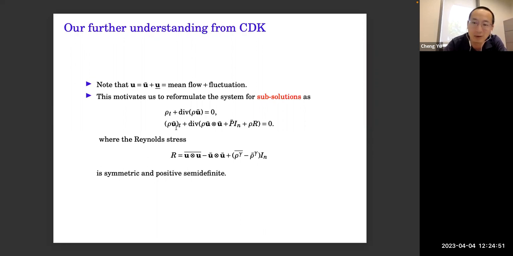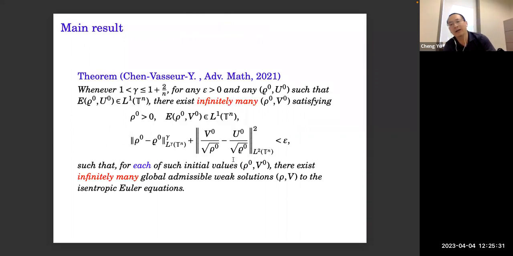Convex integration tool to apply the subsolution, then we are able to get infinitely many solutions. Okay, so look at this system here. Rho is still rho. U bar is the mean flow. So here is R. R is a symmetric positive matrix. Particularly, R can be written in this form. So this is a matrix. Okay, so based on this, we will have the following main result.